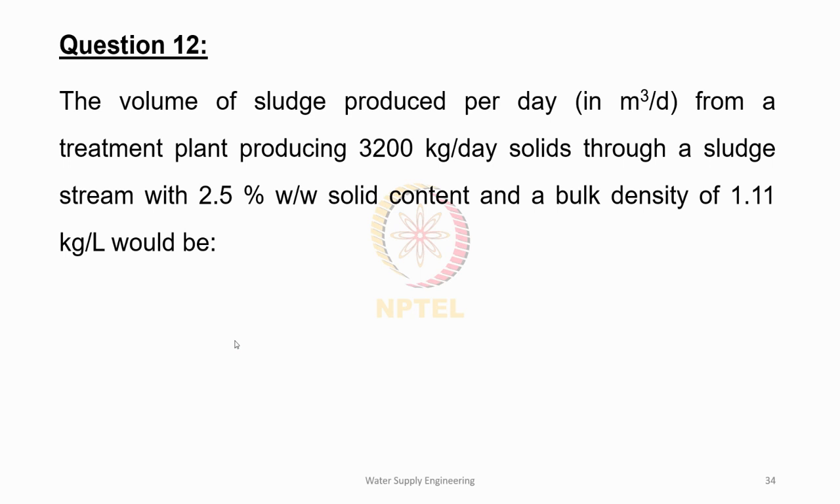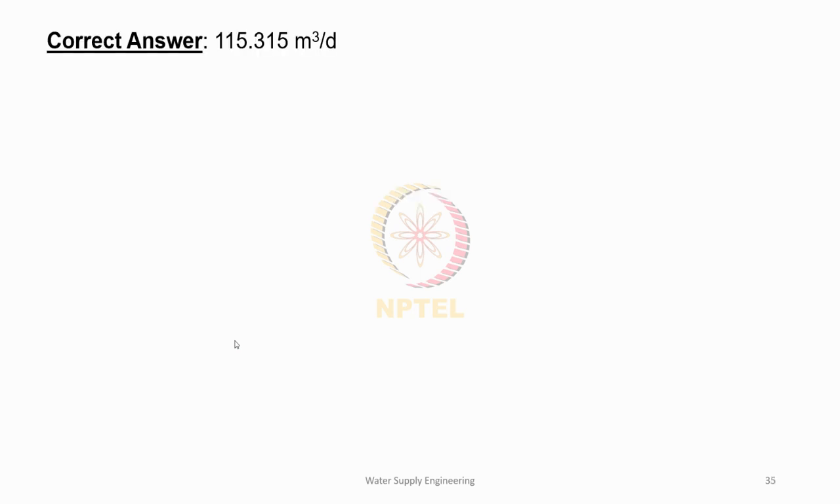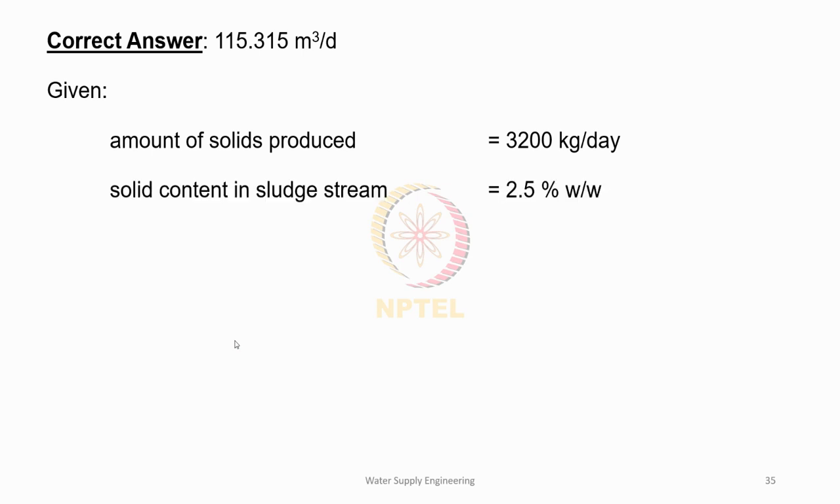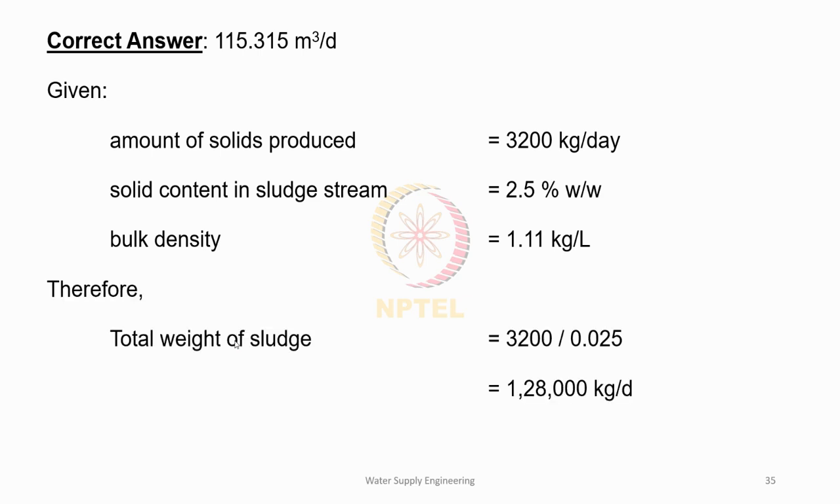Okay, so we'll see how to solve this. So the correct answer is 115.315 meter cube per day. So we are given that the amount of solids produced is 3200 kilogram per day and the solid content is 2.5 percentage. Bulk density is 1.11 kilogram per liter.